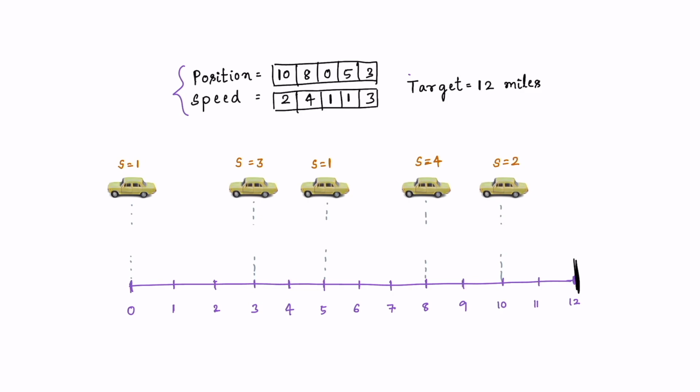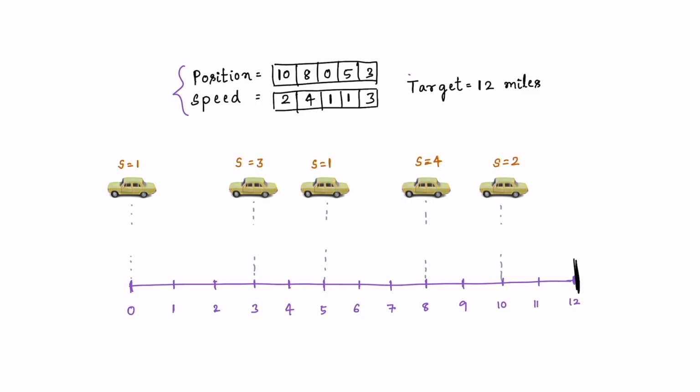For example, if the target was 11 instead of 12, these two cars will form a fleet at 12 because that's where they will meet. So we cannot count this as one fleet if the target is 11 miles. So we have to find only those fleets that get formed either before they reach the destination or at the destination itself. We do not count those fleets that get formed after the destination.